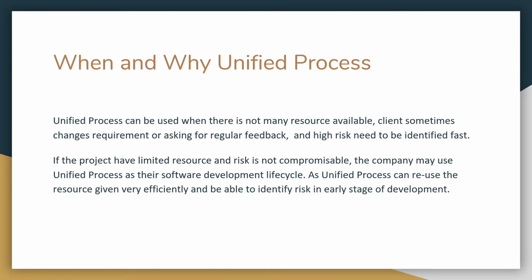So when and why is unified process used? Unified process can be used when there is not many resources available. Clients sometimes change requirement or ask for regular feedback, and high risk needs to be identified fast. If the project has limited resource and risk is not comprehensible, the company may use unified process as their software development lifecycle, as unified process can reuse the resource given very efficiently and be able to identify risk in early stage of development.